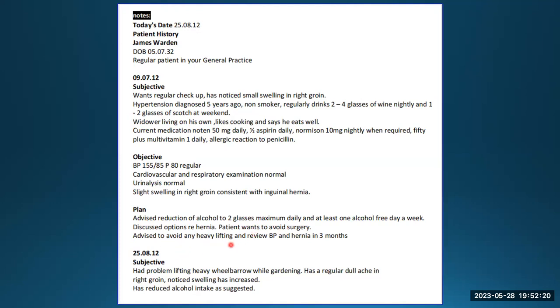Avoid heavy weightlifting and review. This might be semi-relevant. So the information which I am marking as semi-relevant, I will mention in my case notes, but not in detailed form. I will just try to mention them, but not in very much detail.